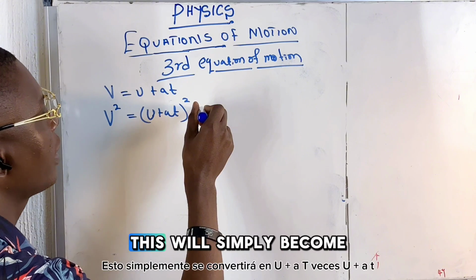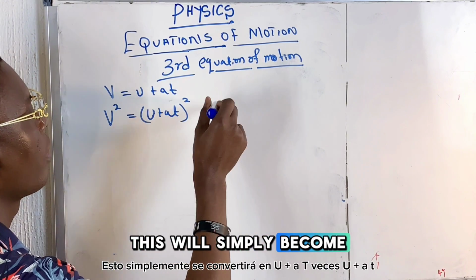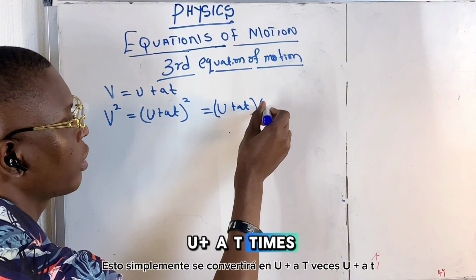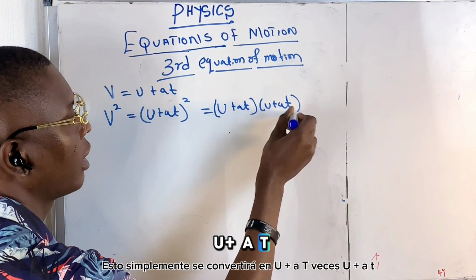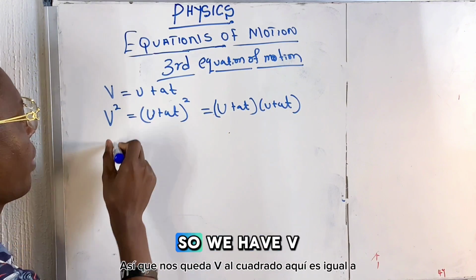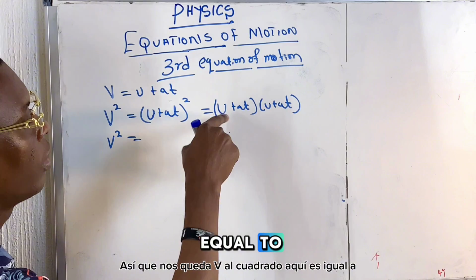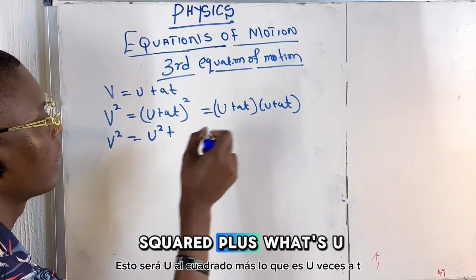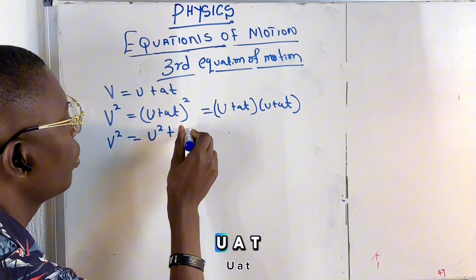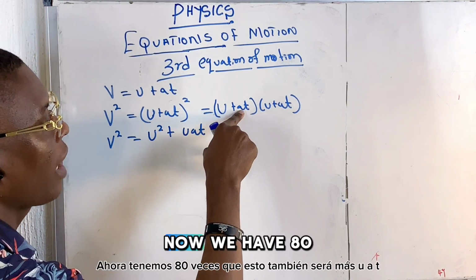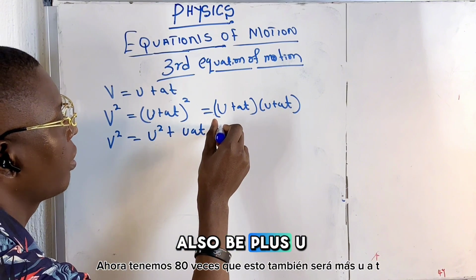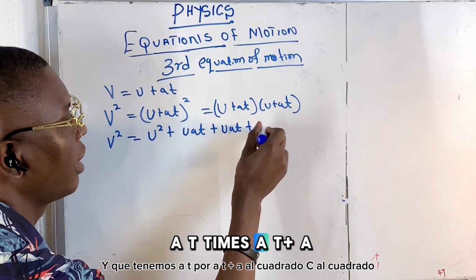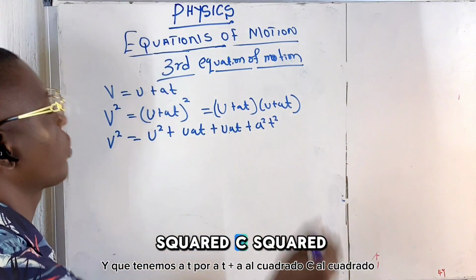Simplifying further, this will simply become U plus AT times U plus AT. Now let's expand this bracket. So we have V squared left here is equal to, what's U times U, guys? This will be U squared plus, what's U times AT? UAT. Now we have AT times U. This will also be plus UAT. And now we have AT times AT, plus A squared T squared.